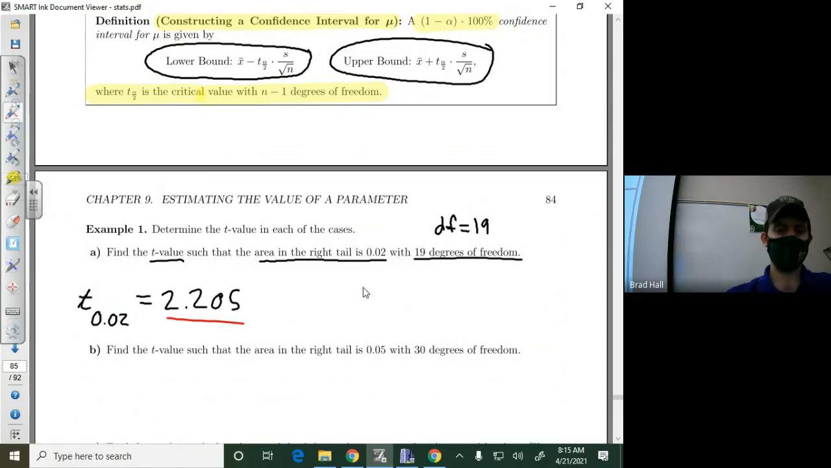Now, something to keep in mind, the table, unlike with standard normality, which normally gave us the area to the left of whatever the value is, t-values give us the area to the right by default. So that's why we don't have to subtract anything from 1 or worry about finding the complement area.